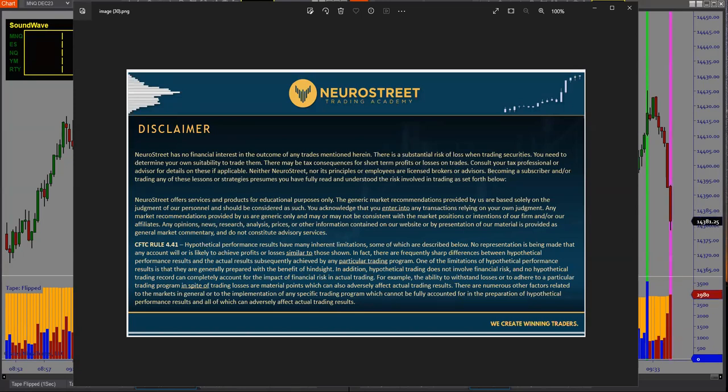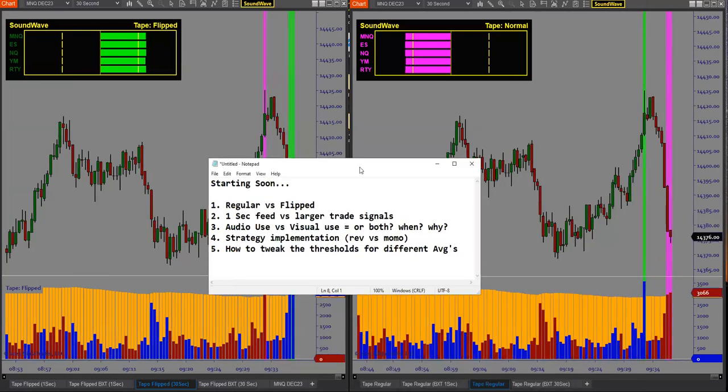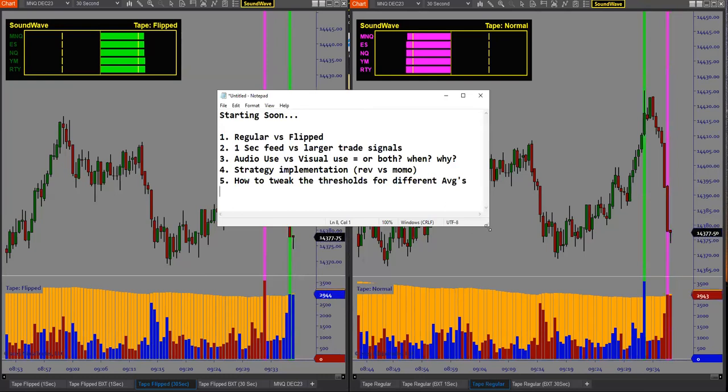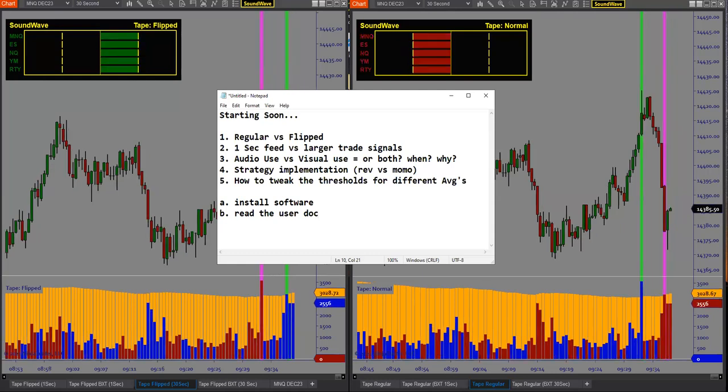All right, we got that out of the way. I've got a mini agenda here. First and foremost, if anybody needs any assistance on installation, or if you still don't know what everything is, the first thing you need to do is install the software if you haven't done so already. Two is you need to read the user documentation. If you don't read the user documentation, you won't understand some of the stuff, okay?